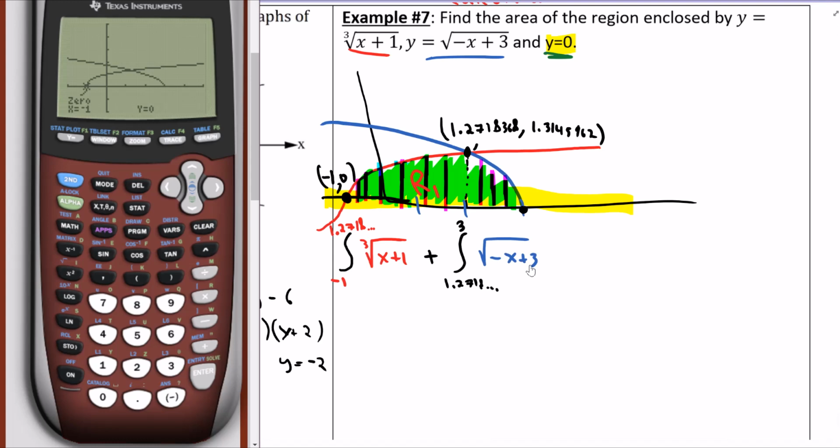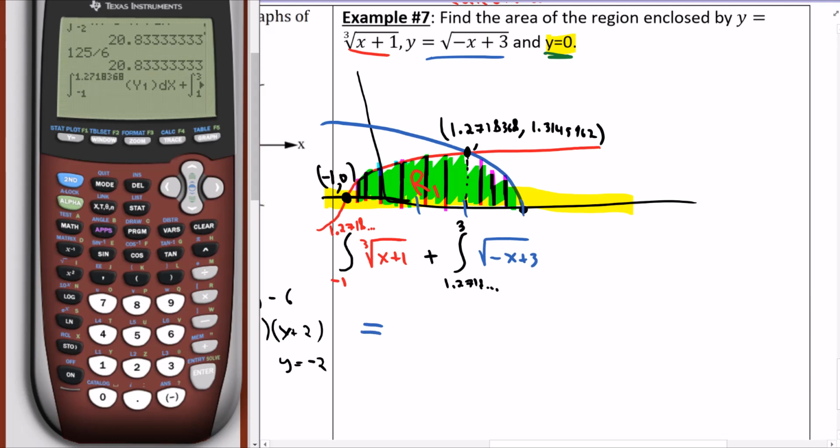Let's go ahead and do it. Okay, the cube root's on top, so we're going to do math 9, integrate from -1 to 1.2718368 of y1, and then we're going to add that to the integral from 1.2718368 to 3 of y2.